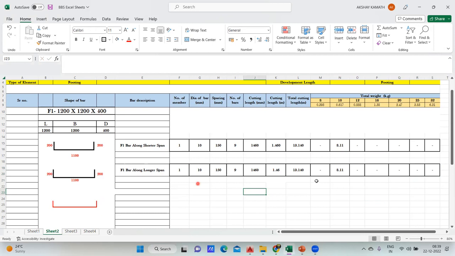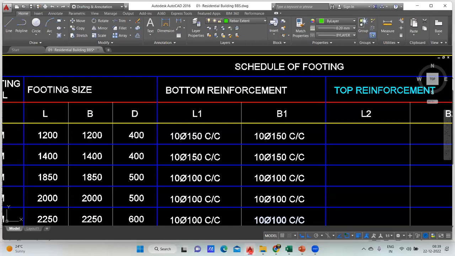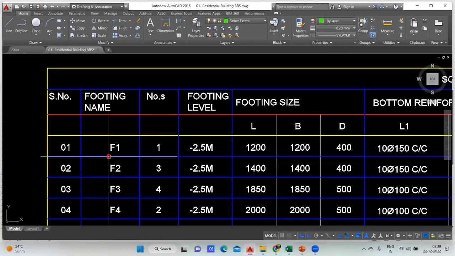If you want to find the total weight, you just add 8.11 plus 8.11, which will come out to be 16.22. So that is the total steel that is required in F1 footing. Now the magic of Excel is that, let us consider in your drawing, instead of one number of F1 footing, I had 5 numbers. That's it. Come to the Excel sheet.